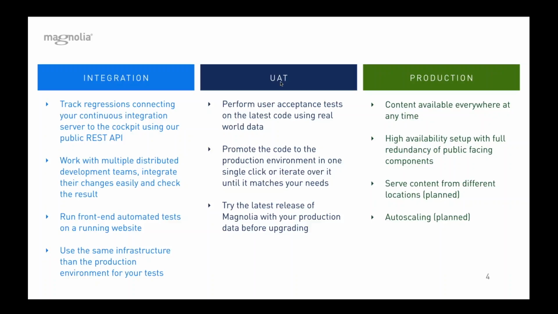The UAT environment can also be used to try the latest release of Magnolia CORE using a copy of the production data. So it can be very useful if you want to see how your data behaves with the latest Magnolia CORE.